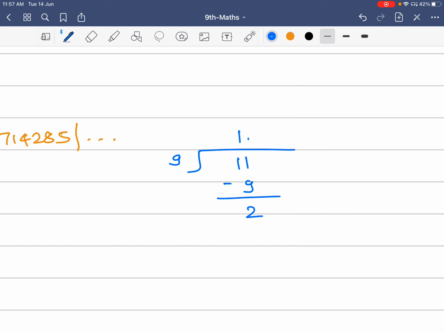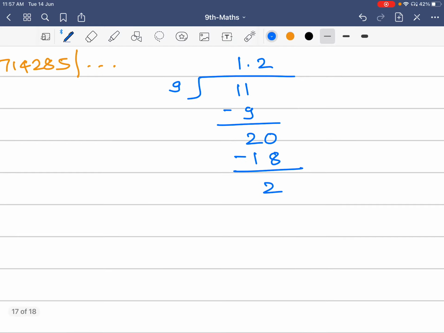Then I'm going to put a decimal, so 20. Then 9 twos are 18. Oh, and then I got 2, and then once again 20. So then this goes on, 9 2s are 18, again 2, 20. So this will go on infinitely. So we know that 2 is going to keep on repeating.